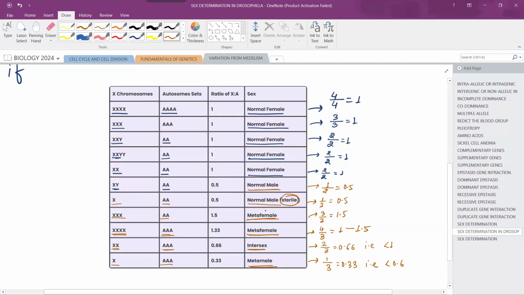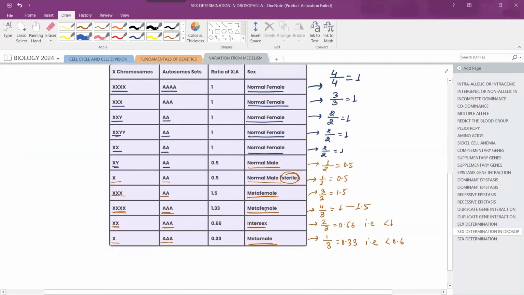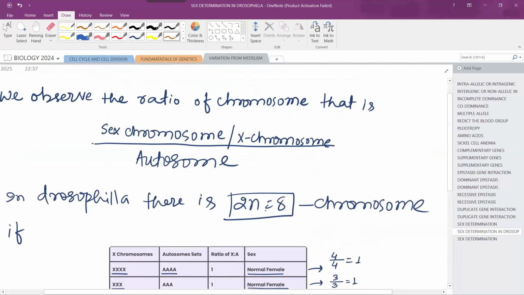So what you see is that in case of Drosophila, we have to only study the ratio between the sex chromosome, or the X chromosome, and the autosome. Any doubt?